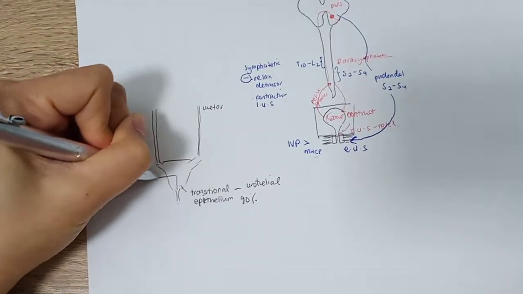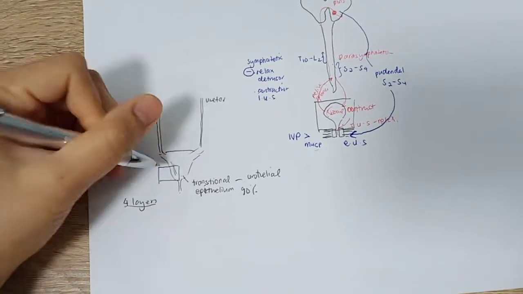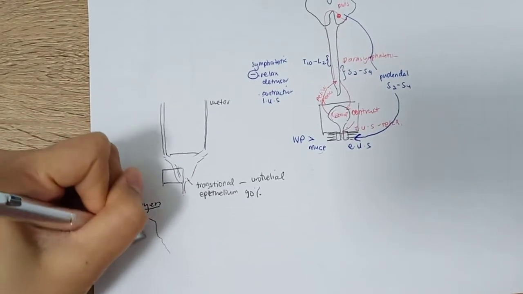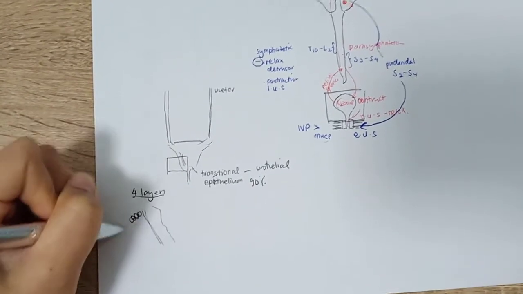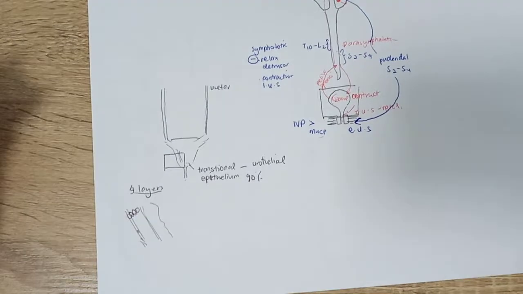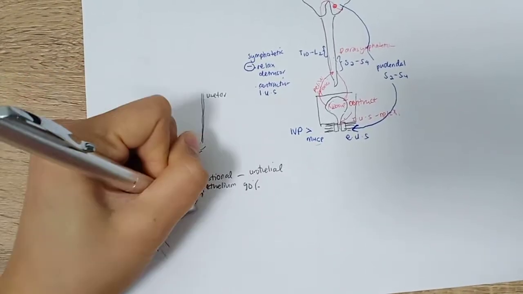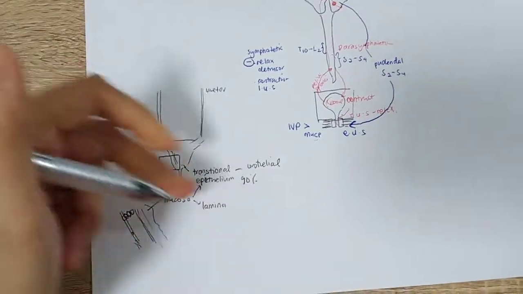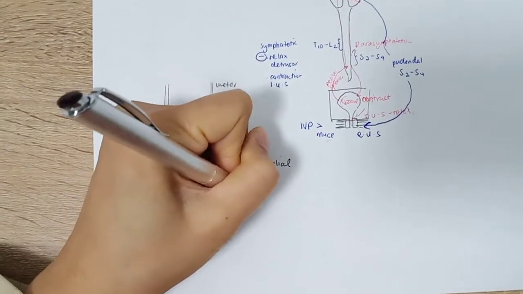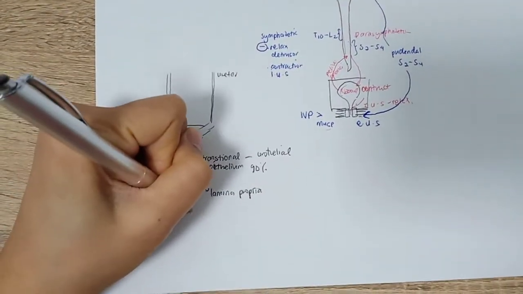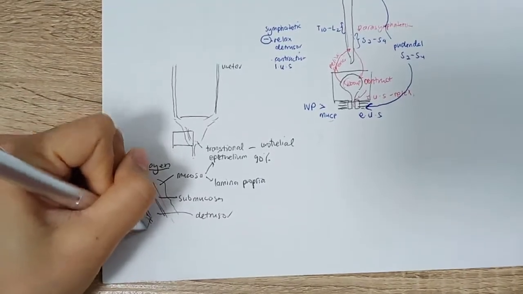Okay, so let's cut it down here. We have 4 layers of the bladder. First we have the mucosa, the submucosa, the detrusor muscle, and the adventitia. The mucosa layer can be divided into transitional epithelium and also lamina propria, which is one of the stagings for urothelial carcinoma. And we have the submucosa. The third one is the detrusor, and the fourth one is the adventitia.